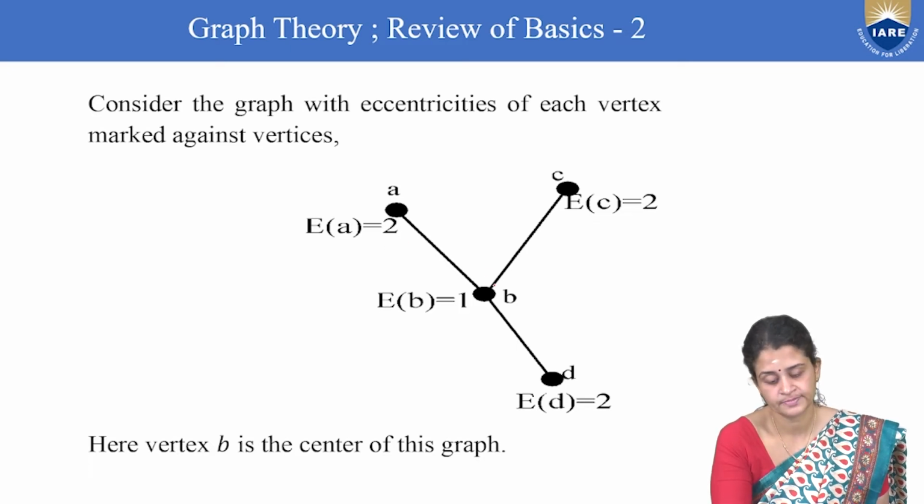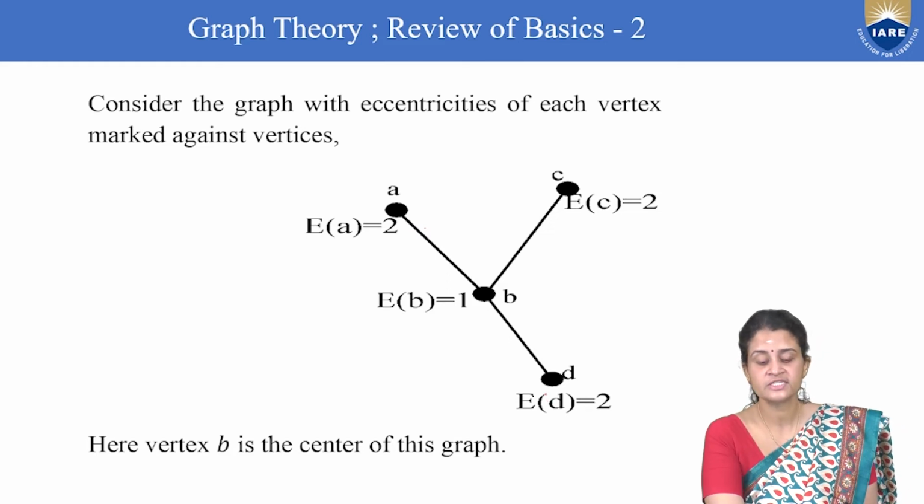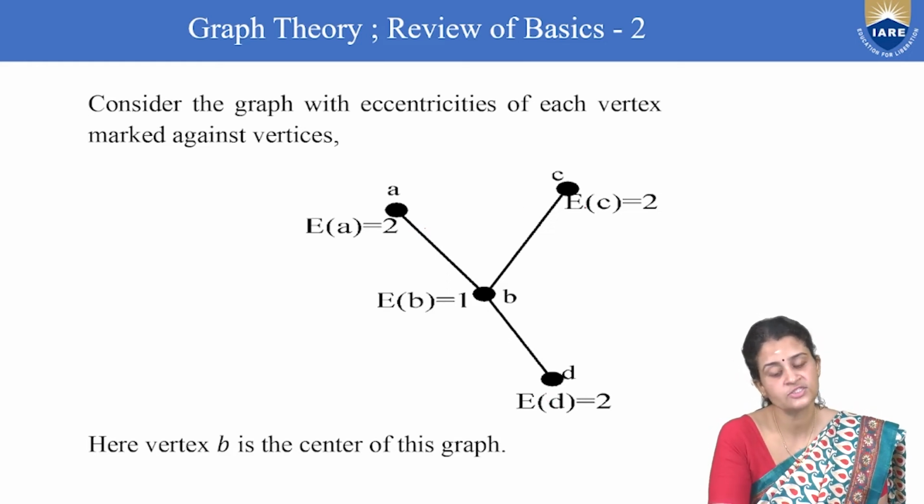What about the eccentricity of B? B is at a distance of 1 from every other vertex, so the maximum distance is also 1. So the eccentricity is 1. And C is at a distance of 1 from B and at a distance of 2 from A and D. So the maximum distance of C from its farthest vertex is 2, so the eccentricity of C is 2. Likewise, the eccentricity of D is 2. And the vertex with minimum eccentricity is B.